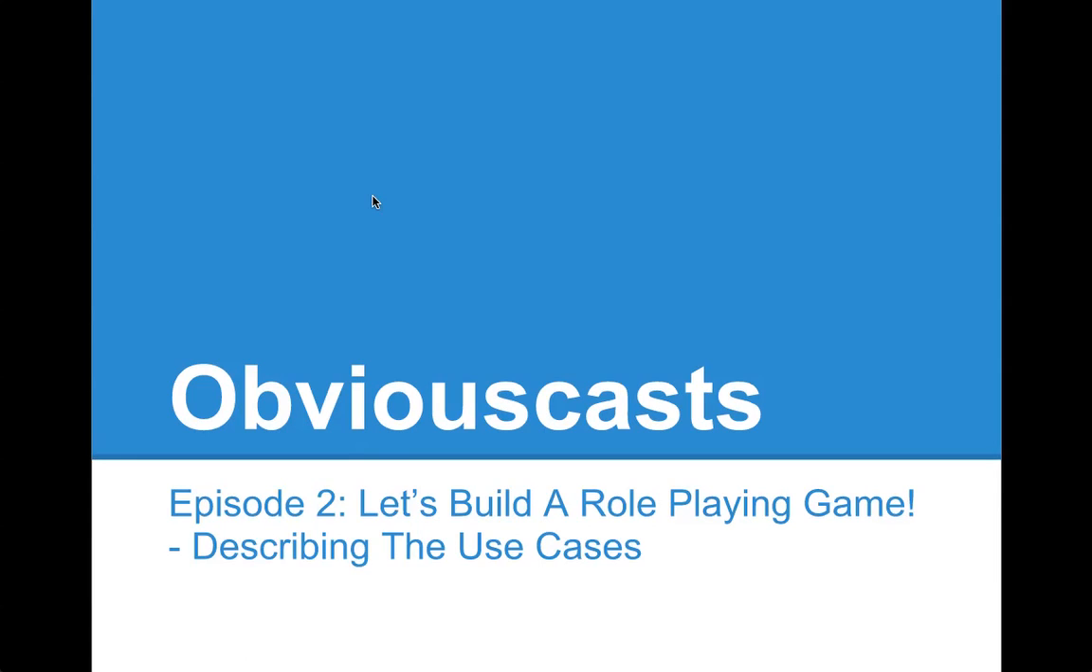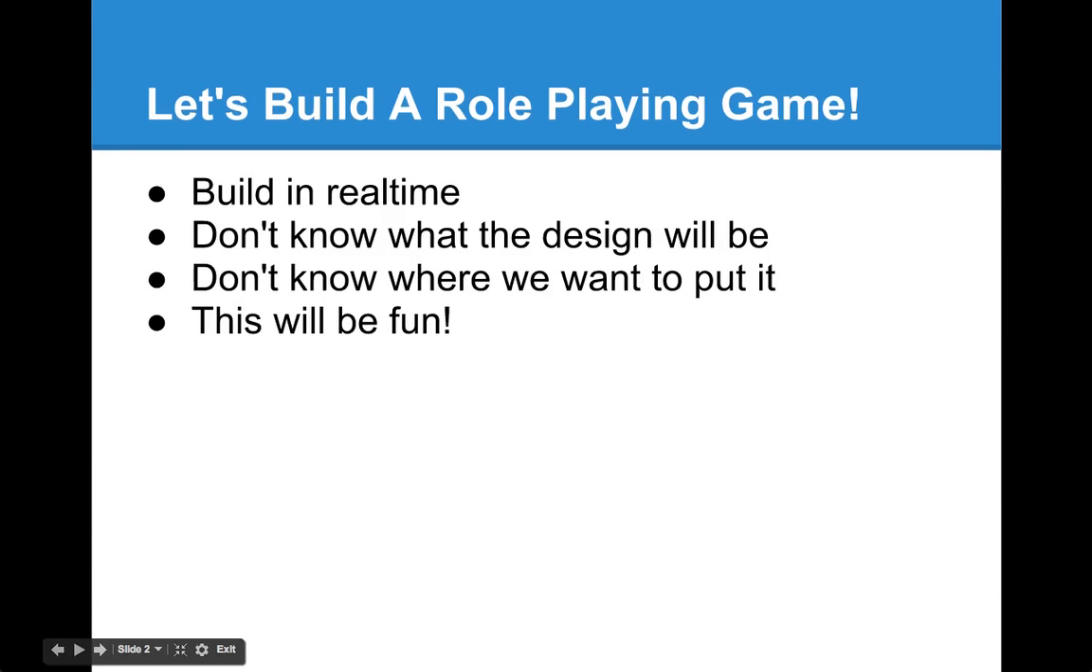Today we are going to start a series I'm going to call Let's Build a Role-Playing Game, where we will use Obvious to build our very own role-playing game in the style of something like Final Fantasy or Chrono Trigger or Mass Effect. Now keep in mind that I'm not an artist, so we won't have all those cool graphics, but it will be a role-playing game and it should hopefully be fun. And today we are going to start out by describing the use cases.